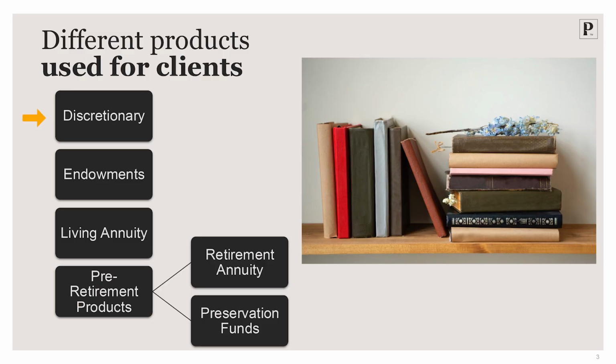So I think the important thing to say here is that, first up, hedge fund availability on LISP platforms has gotten significantly better over the last couple of years. So the nice thing for you guys as financial advisors is that you are able to access these products now on whichever your preferred LISP platform might be, and across the various products. So they are available in discretionary, they are available in endowments, in living annuities, and pre-retirement products.